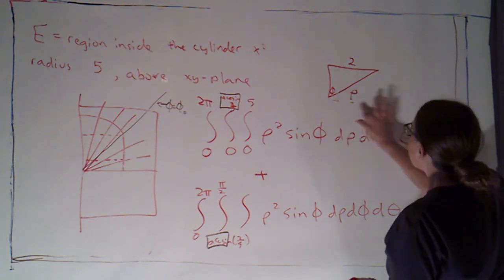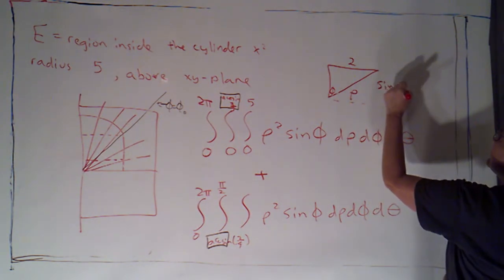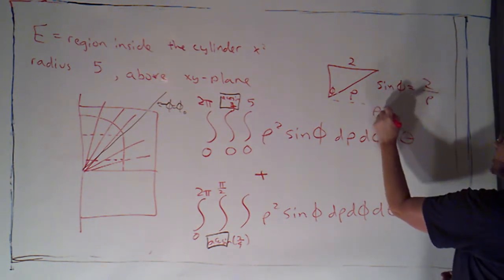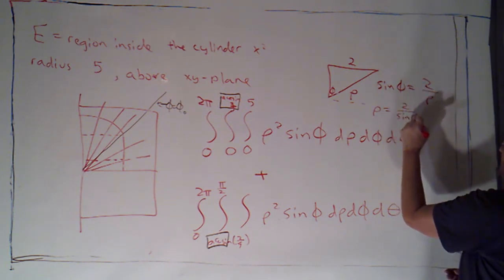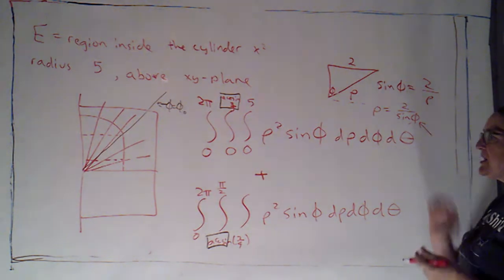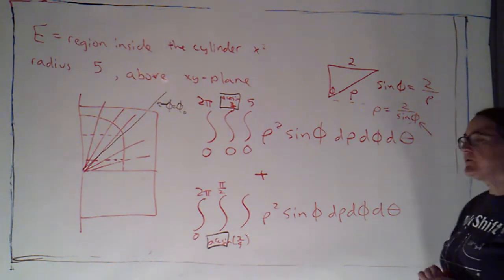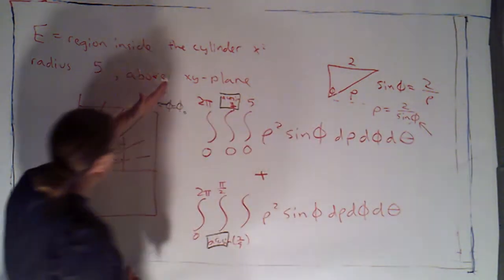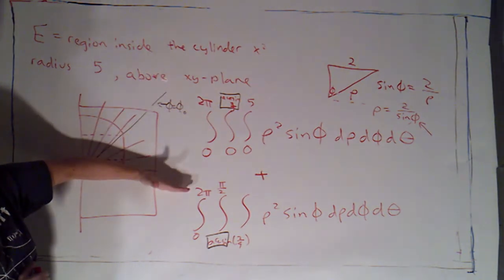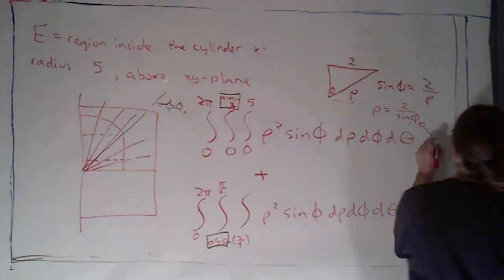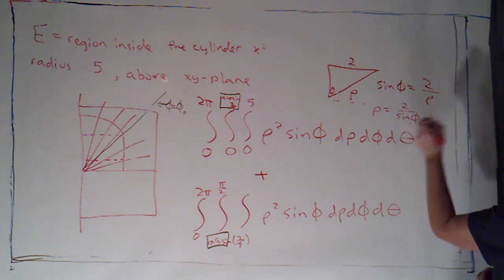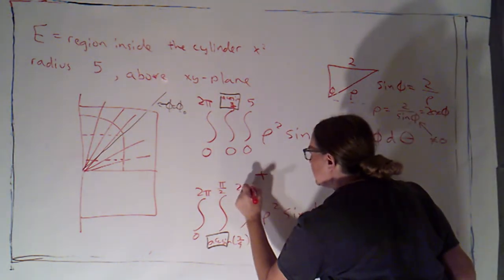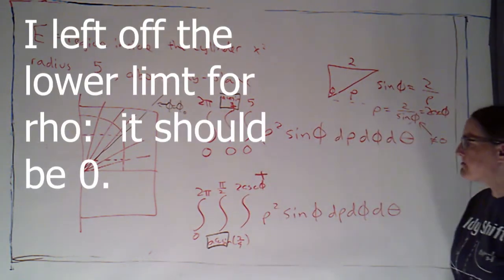Okay. So now I can see that sine of phi is going to equal 2 over rho. So if I solve for rho, rho would equal 2 over sine phi. And it's okay that I'm dividing by sine phi, because sine of phi is only 0 if phi is 0 or pi. We're nowhere near 0 or pi because we're in between arc sine of 2/5 and pi over 2. So I know that that's not 0, so we're okay with that. And I could simplify that to be 2 cosecant of phi if I wanted to. So here we'll go to 2 cosecant of phi.